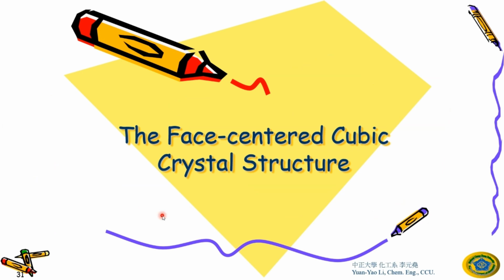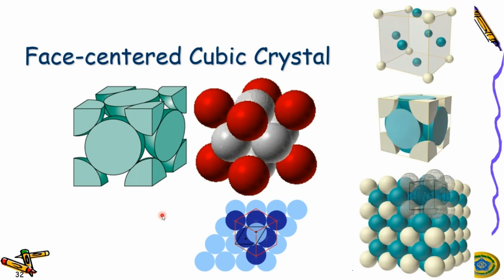Okay, today we are going to talk about another crystal structure called face-centered cubic crystal structure. So what is the definition of how the face-centered cubic structure looks like? Let's start from the beginning. You have 8 atoms in the 8 corners, and then you have 6 atoms in the 6 faces of this cube.